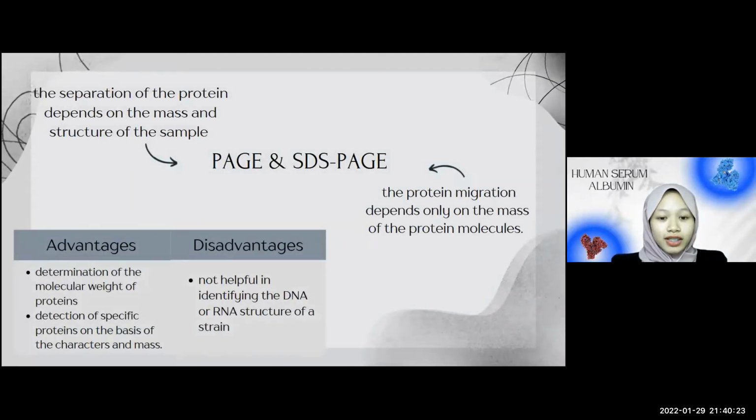The advantages and disadvantages of SDS-PAGE. SDS-PAGE enables the determination of the molecular weight of protein in a sample and also the detection of specific protein on the basis of the character and mass. However, it is not helpful in identifying the DNA or RNA structure of a strain.